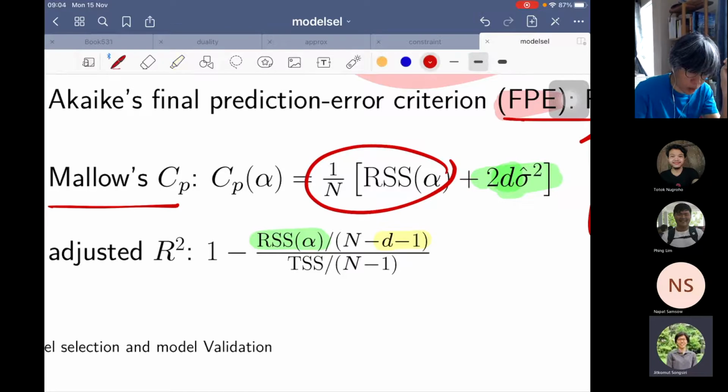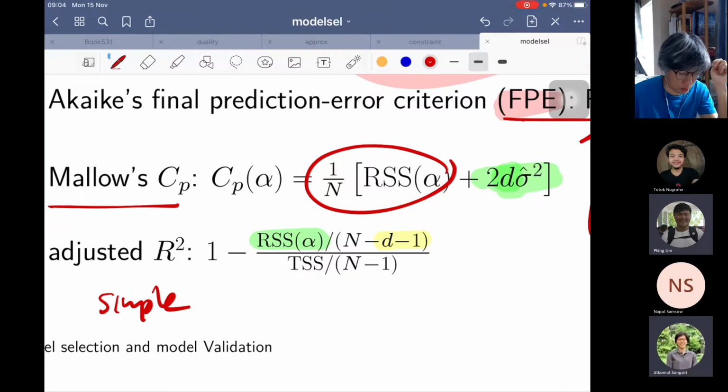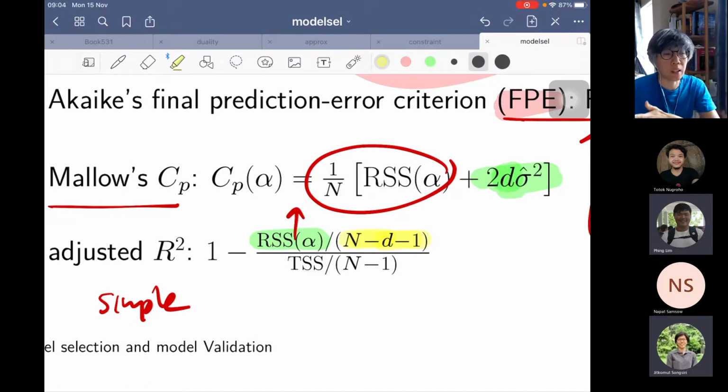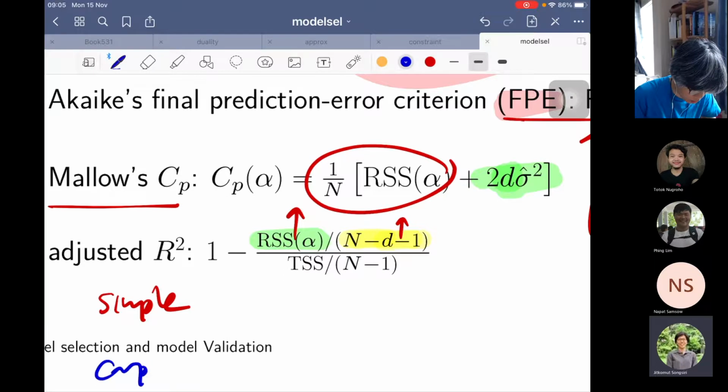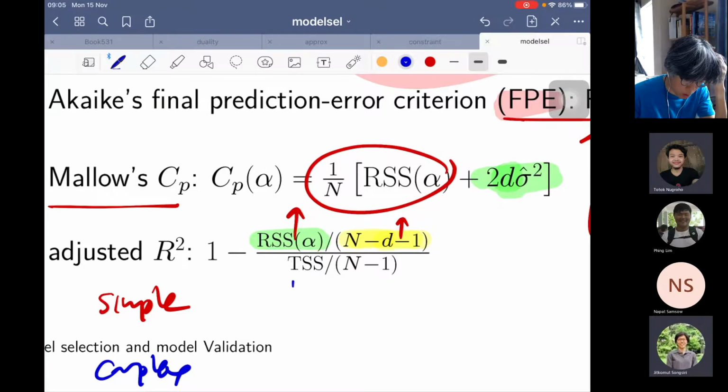Usually when you have a simple model, the green term would be high. What about the yellow term? The yellow term is low, but maybe I label the whole thing n minus d minus 1. So the yellow term would be high also. But maybe compare with the complex one. What about the complex one? The green term would be low. What about the yellow term? Yellow term means n minus d minus 1, so it will be low.